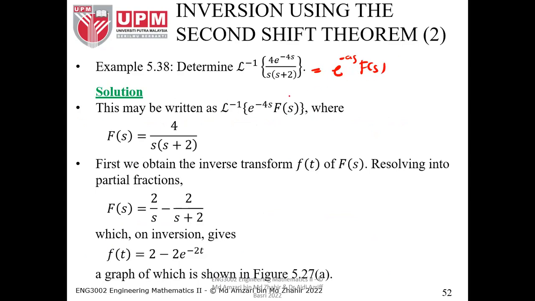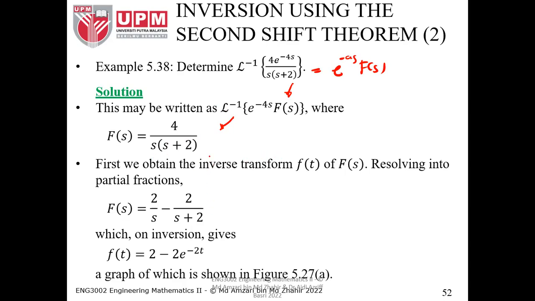So in this case, the function can be changed into this one, where the Laplace inverse of e^(-as) F(s). What is your a? In this case, your a is 4. So we have e^(-4s) here, times F(s). So you have two functions here, where your F(s) is 4 over s plus 2. Based on this, first we need to obtain f(t) or F(s). So we solve one by one.